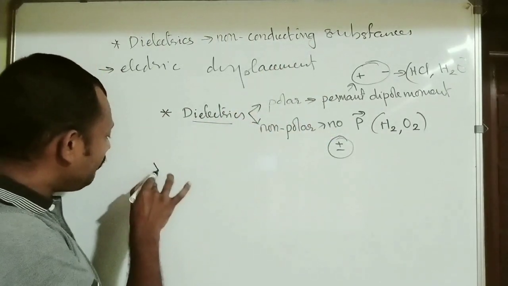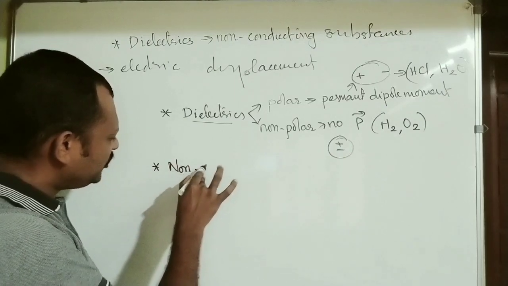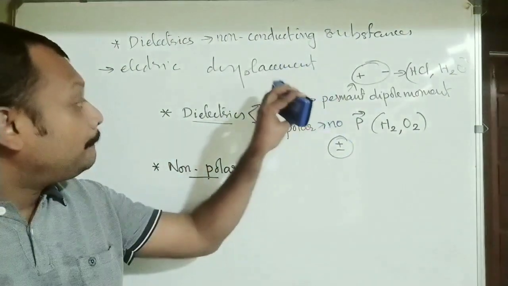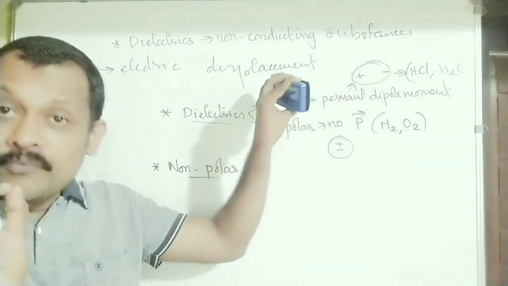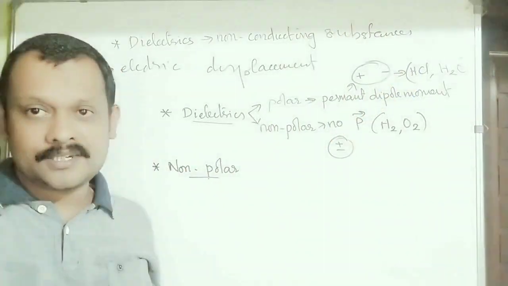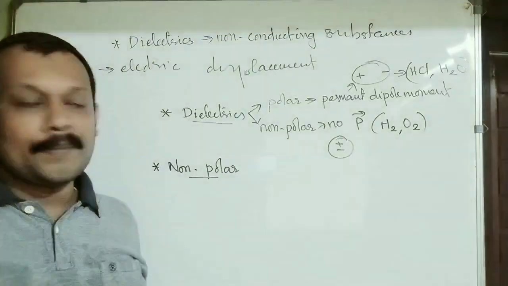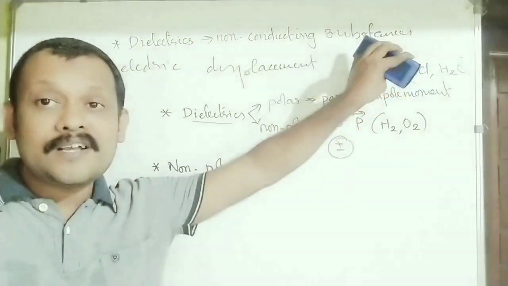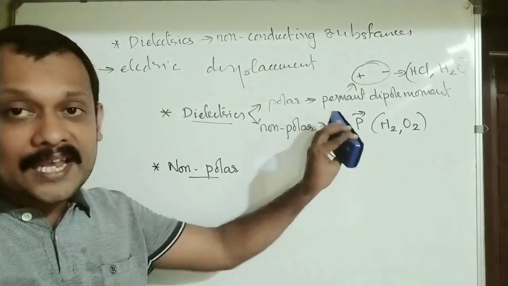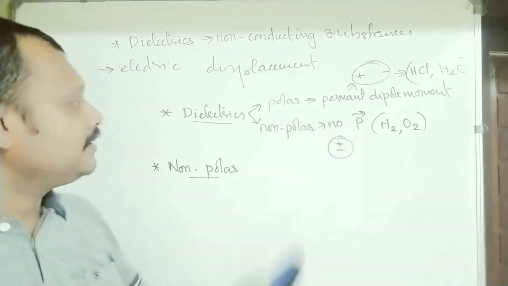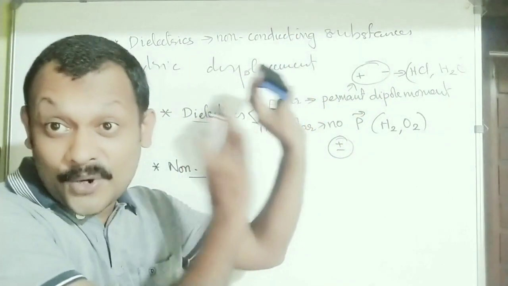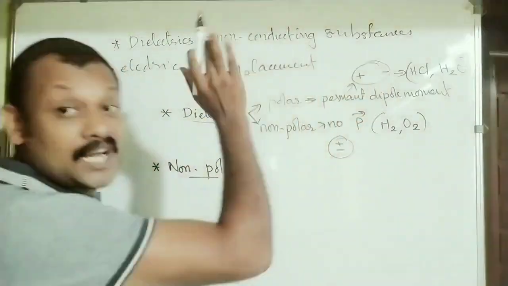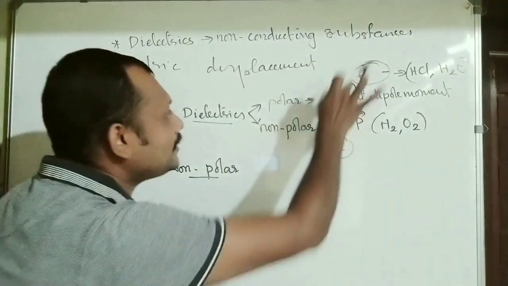Now let us see the behavior of non-polar dielectrics. Before I discuss this, please bear in mind that polar dielectrics have a molecular dipole moment, and non-polar ones have no molecular dipole moment. In polar dielectrics, the positive and negative charges have a separation. In non-polar dielectrics, the molecules do not possess any separation. Dipole moment is defined at the molecular level. This is very, very important.